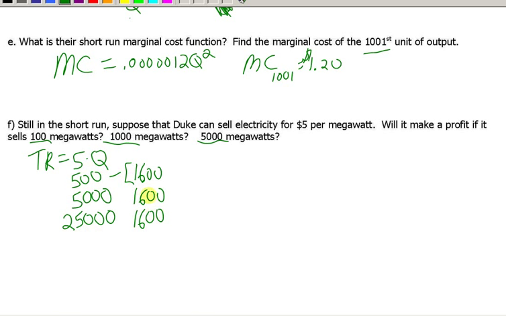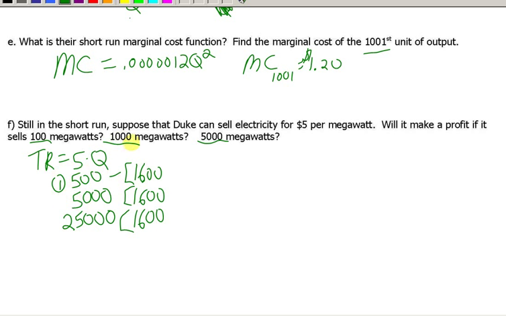So we can already tell that we are not going to be able to make a profit in this first case where we're selling 100 units, because our fixed cost is bigger than our total revenue. That's pretty clear, so we will not be making a profit here. The other two, we're not sure yet.